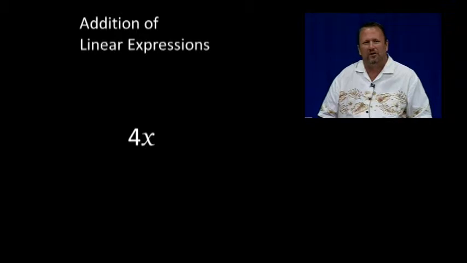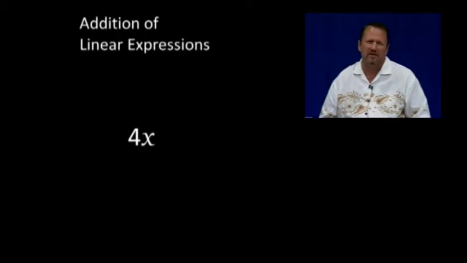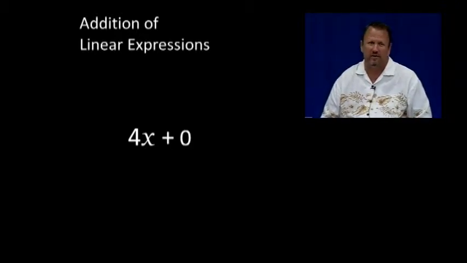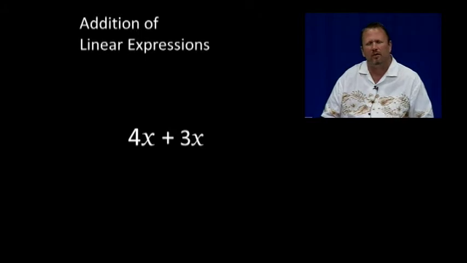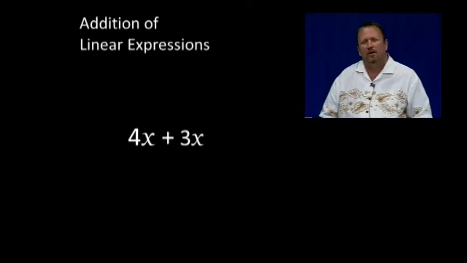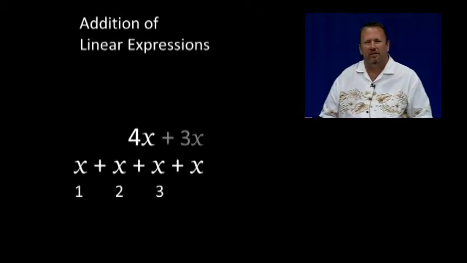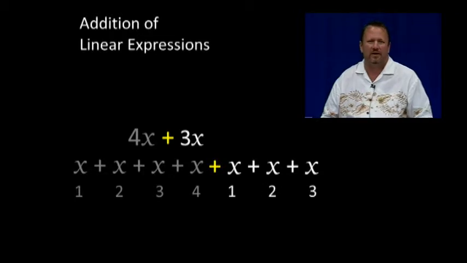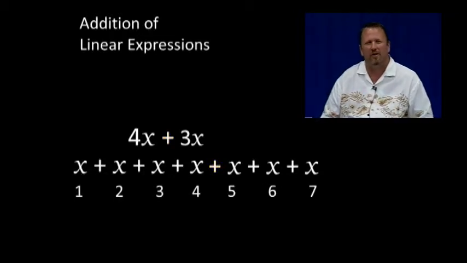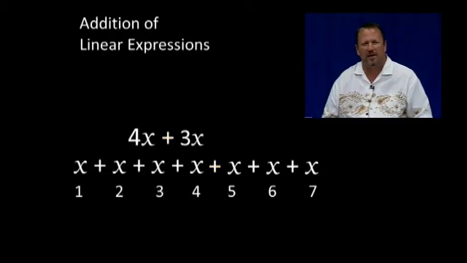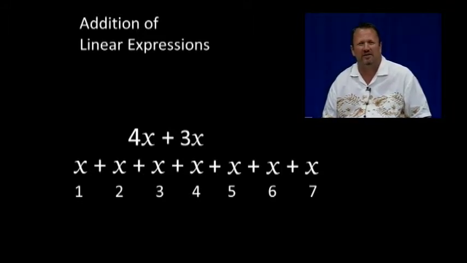So here's our linear expression, 4x, which is the same thing as 4x plus 0. If we take that 4x and add 3x, look what happens. Notice we've added x together 4 times, and then to that we will add x together 3 times. So what do we have? 4 times x plus 3 times x is the same thing as adding x together 7 times.